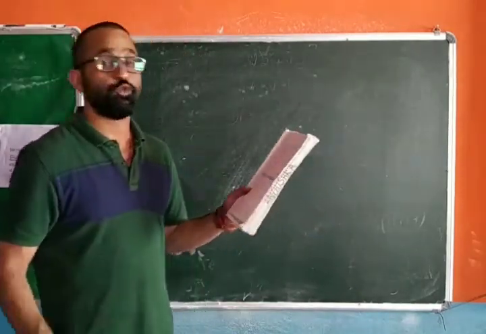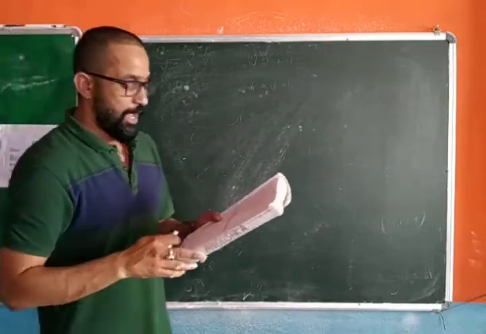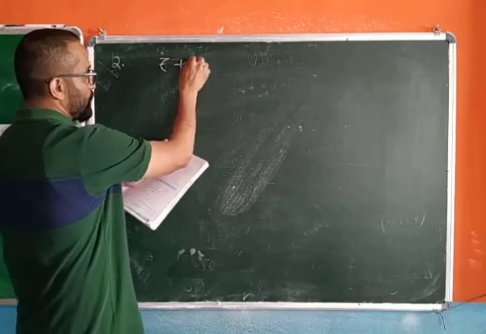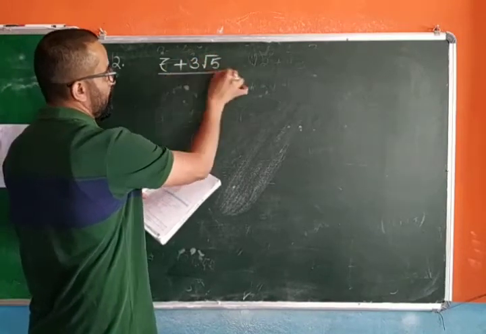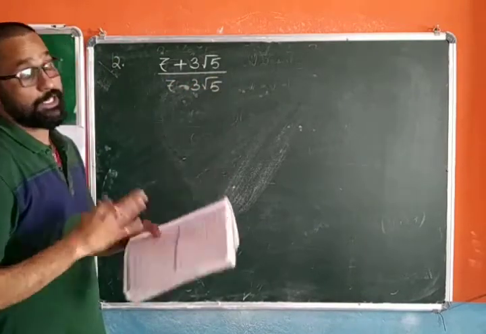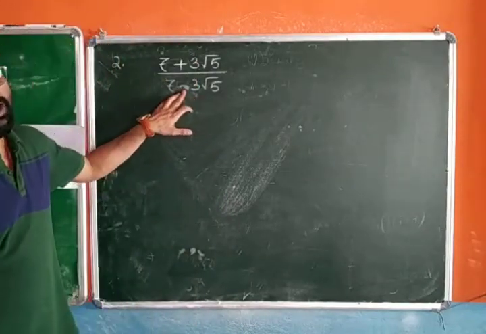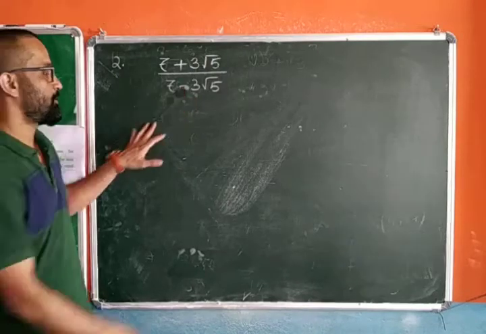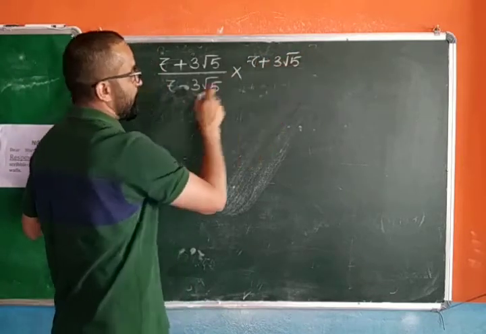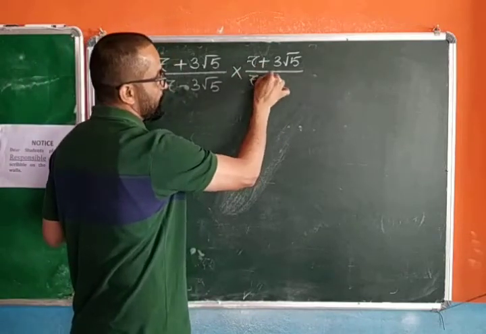Look at question number 2. Similar sum, but I am doing what is there in the exercise. I'll be doing only one question from here. It is 7 plus 3 root 5 divided by 7 minus 3 root 5. Again, the question says rationalize the denominator. Look at the denominator. Identify the rationalizing factor. It is minus, so the rationalizing factor is plus. You need to write the same denominator, but the sign will be opposite. That will give you the rationalizing factor.